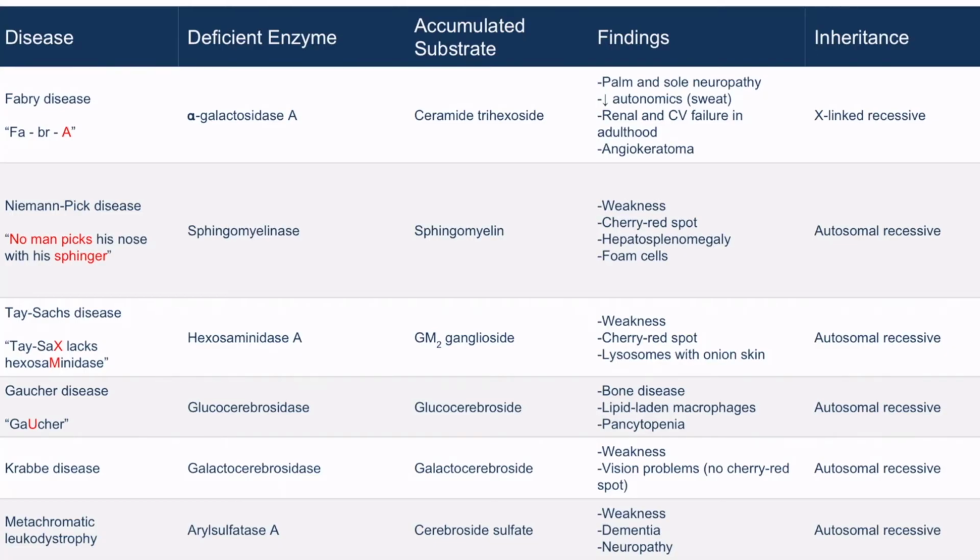Remember from the summary table that Niemann-Pick disease can be distinguished from Tay-Sachs disease by hepatosplenomegaly, which our patient had. In this case, we're asked what enzyme is deficient. From the table, we can see that a deficiency of sphingomyelinase would result in Niemann-Pick disease.